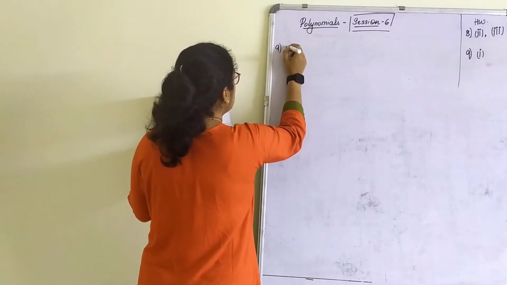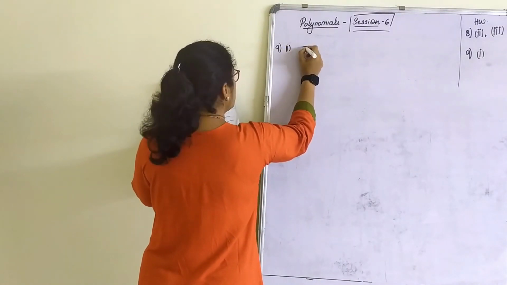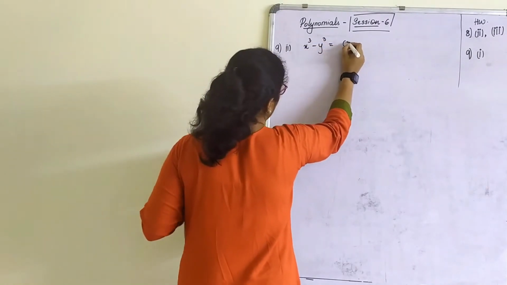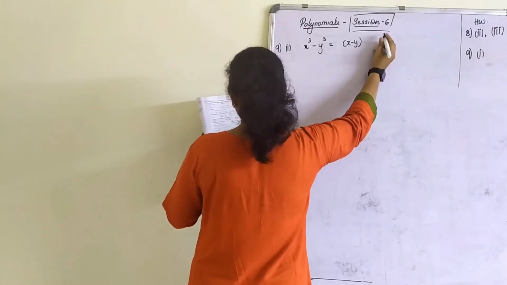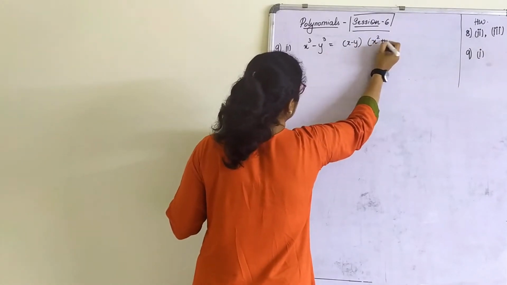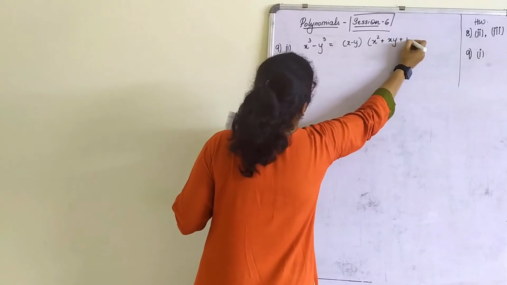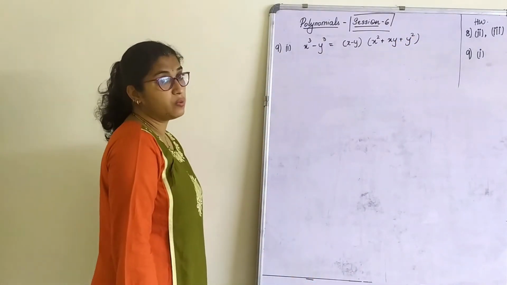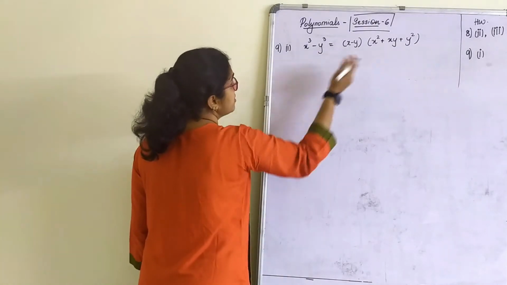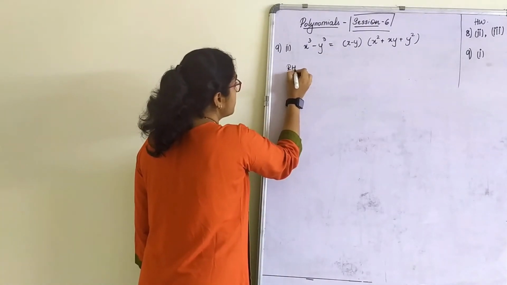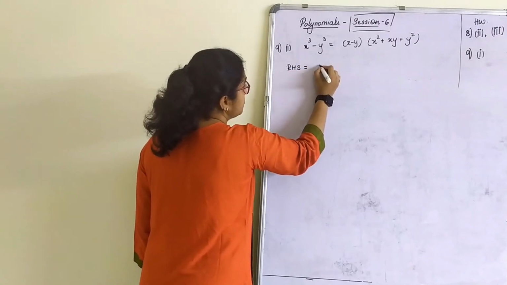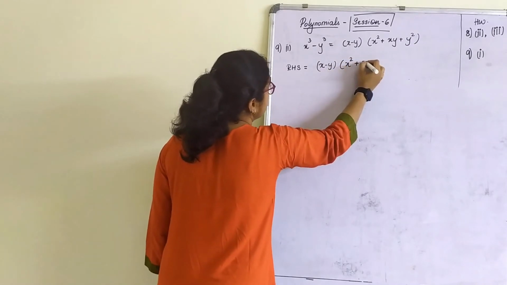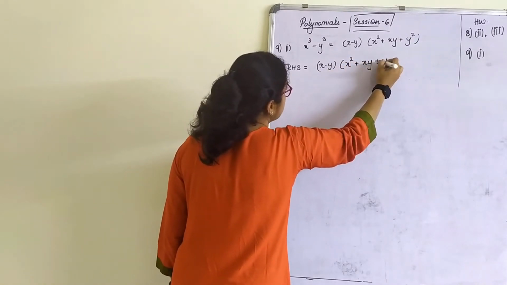So we copy ninth main second one here, which is x cube minus y cube is equal to x minus y of x square plus xy plus y square. It is an identity. Now we have to prove LHS is equal to RHS. We will first start with RHS. RHS is equal to x minus y of x square plus xy plus y square.